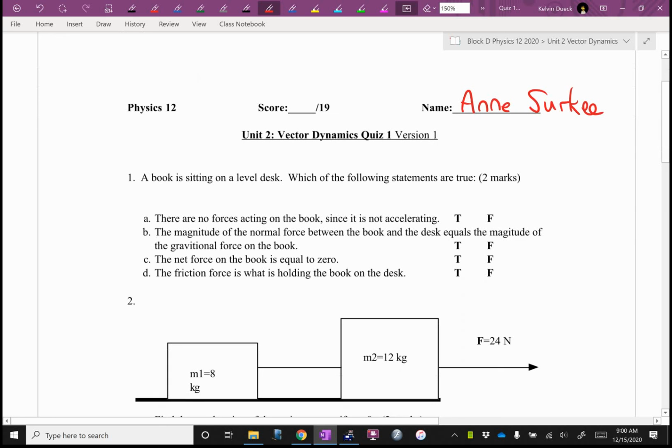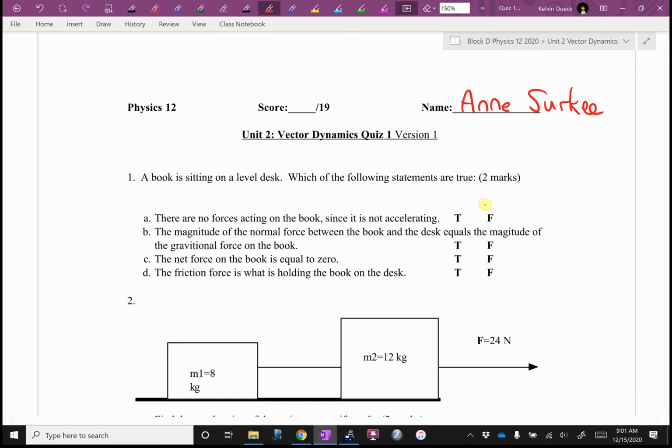A book is sitting on a level desk. Which of the following statements are true? A, there are no forces acting on the book because it's not accelerating. If it's not accelerating, does that mean there's no force? It means that when you add up all the forces, the total works out to exactly 0. In fact, I can now say when you add the forces vectorially, if there were slanty forces, if you add everything up tip to tail, they will all cancel out. As a triangle, you would end up back where you started from when you did your tip to tail adding.